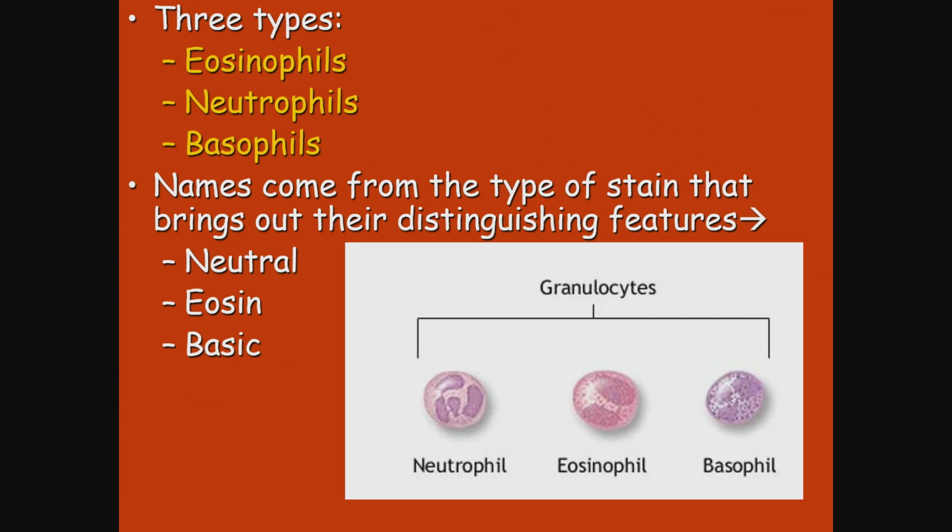Three types: eosinophil, neutrophil, and basophil. The names come from the type of stain that they pick up. So the neutrophil picks up a neutral stain, the eosinophil picks up the eosin stain, and basophil picks up the basic stain.